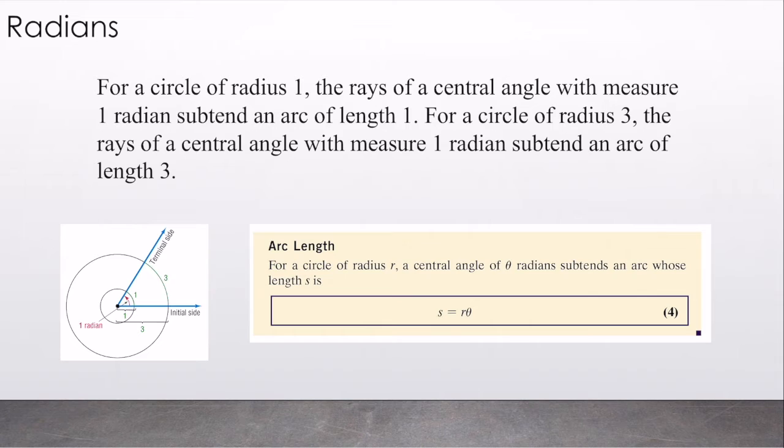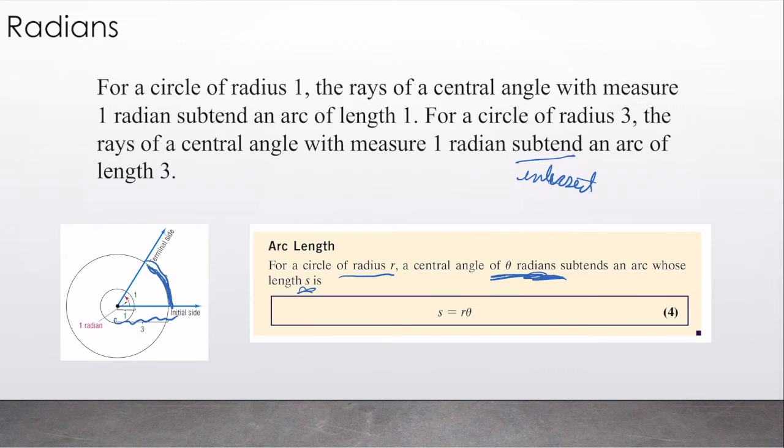So for a circle of radius 1, like the unit circle, we're building our way up to that, the rays of a central angle with measure 1 subtend an arc of length 1. For a circle with radius 3, the rays of a central angle with measure 1 radian would subtend an arc. Subtend means like intersect, remember? An arc of length 3. So if I want to calculate arc length, I need to know the circle radius. I need to know the angle in radians, and that'll give me my S, which is my arc length.